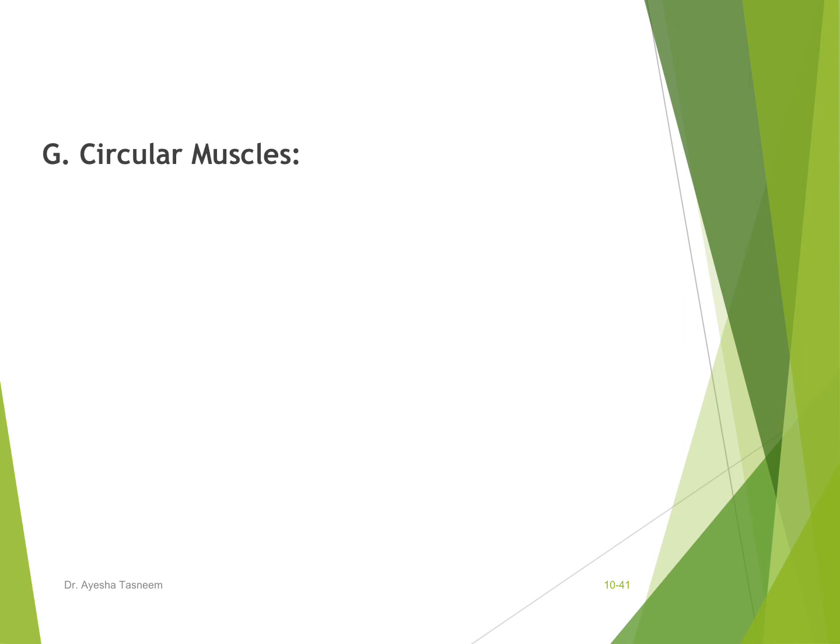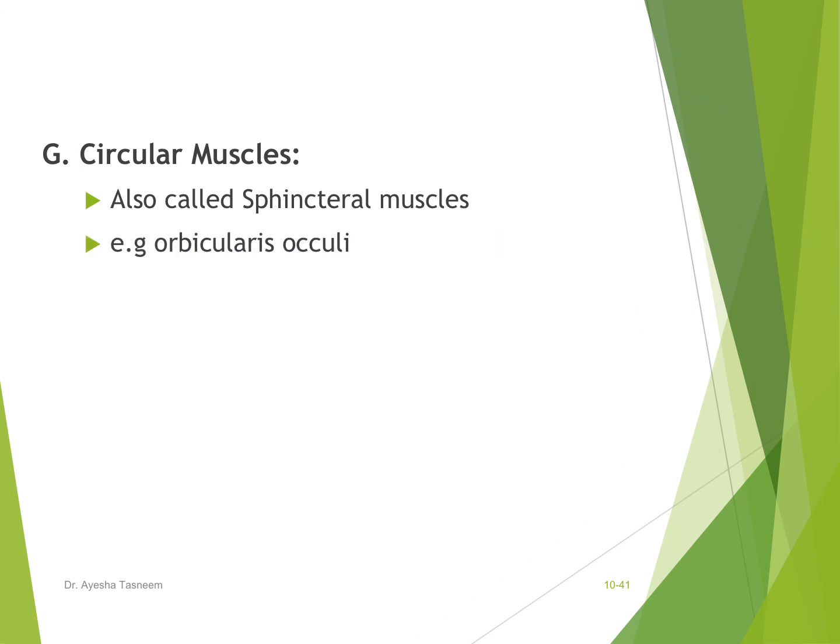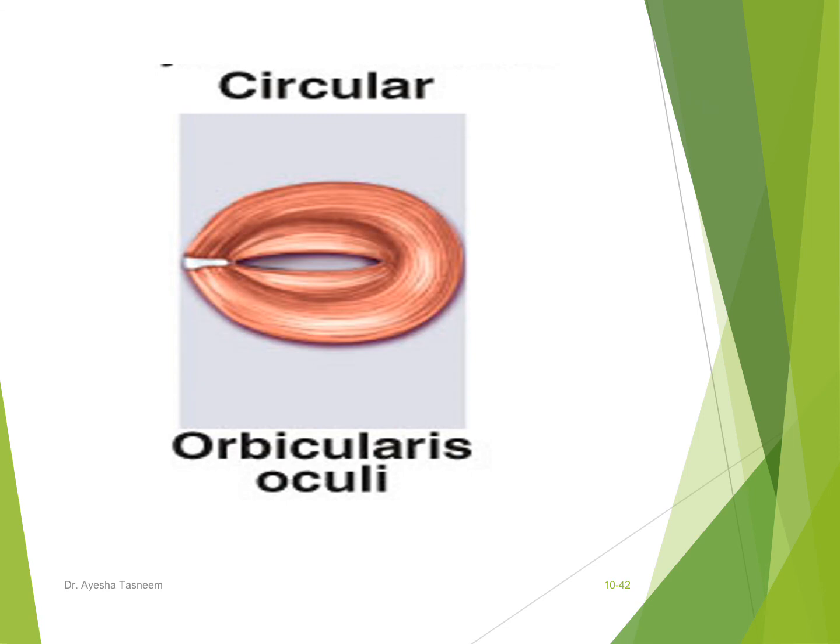These are also known as the sphincteral muscles because they basically encircle the orifices. That can be the ocular orifice. Here they are known as orbicularis oculi. They are present around the eye. Here they take origin from one area. They circle around the whole opening area and they insert back on the area from where they got their origin.